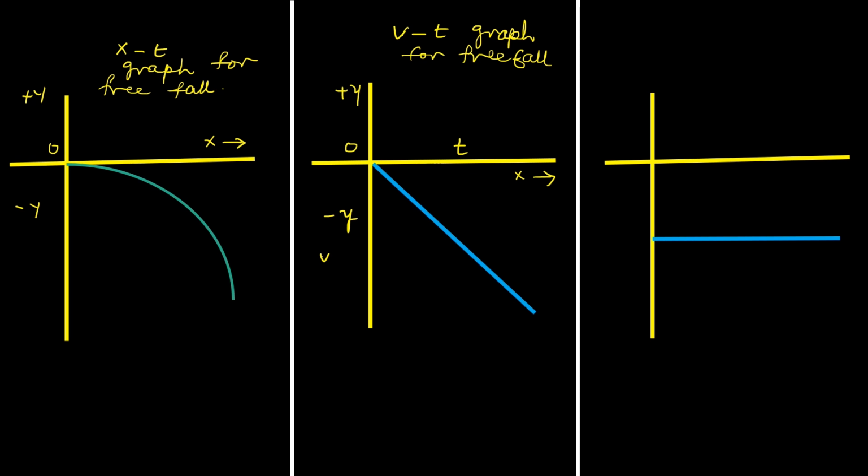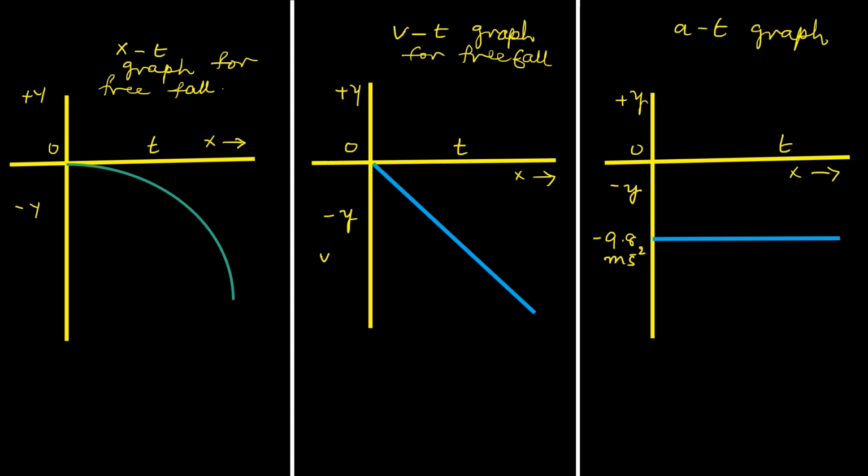The third one is acceleration time graph. Acceleration is negative 9.8 meter per second square. It is uniform. So it is taken in the negative y-axis. It is a straight line parallel to the x-axis or time axis.